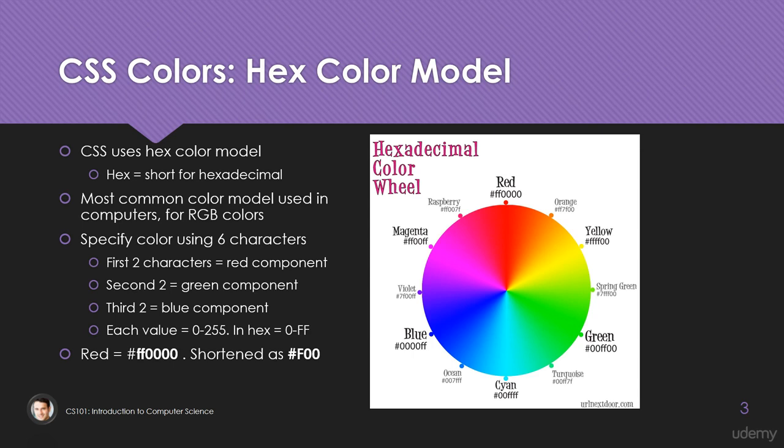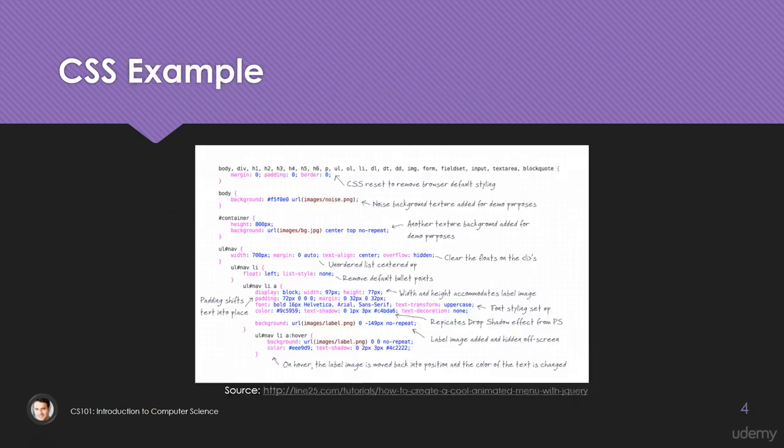There are many resources. So here's an example of a CSS style sheet. Again, this may look a little bit overwhelming, but just remember that each of these 3 blocks of 3 or 4 lines is a style applied to a specific sort of element in the HTML page.